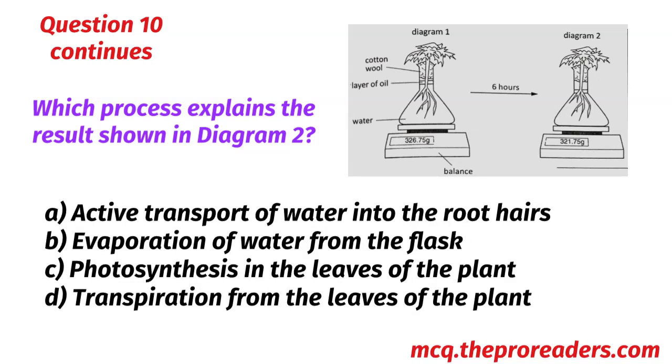A. Active transport of water into the root hairs. B. Evaporation of water from the flask. C. Photosynthesis in the leaves of the plant. D. Transpiration from the leaves of the plant. Option D, transpiration from the leaves of the plant, is the correct answer.